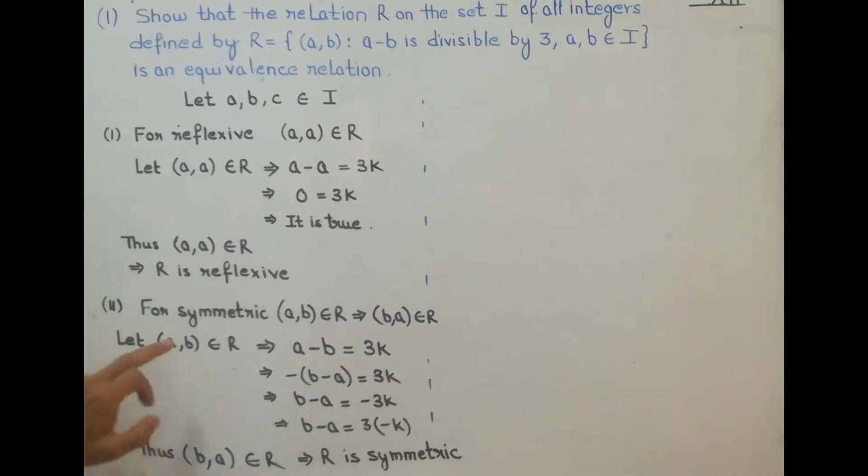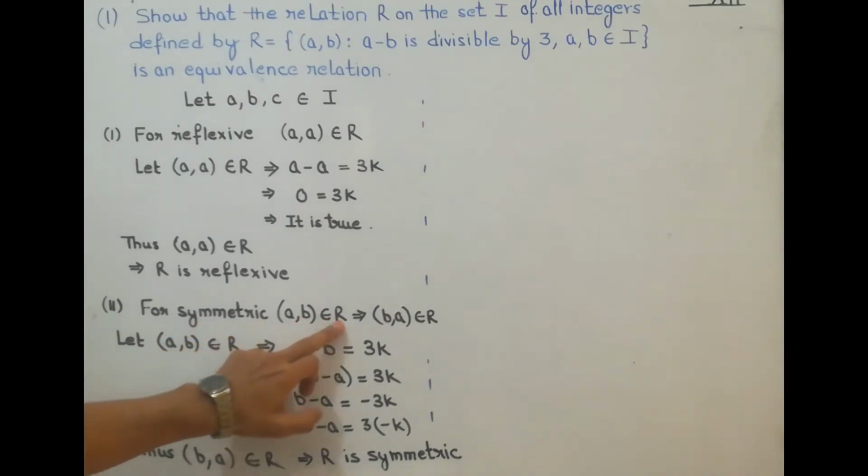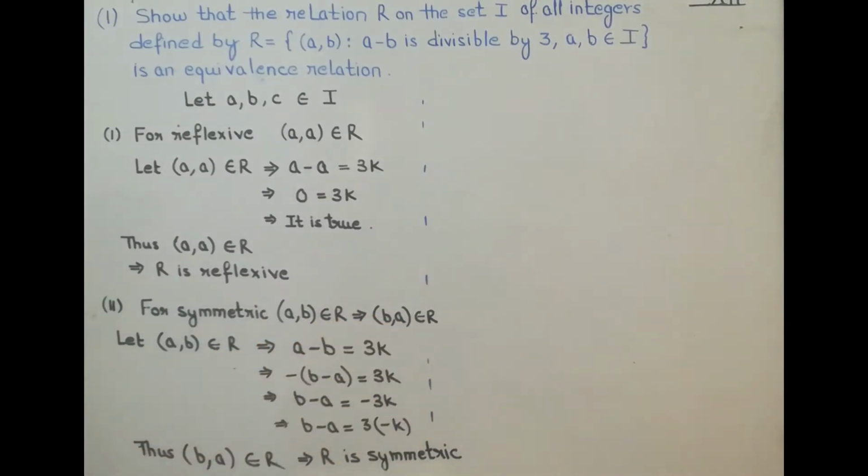See here, this was the definition: (a, b) belongs to R, so (b, a) should also belong to R. We considered (a, b) belonging to R, so this will be the relation. Rearranging it, we are getting b minus a is also divisible by 3. Now if b minus a is divisible by 3, we can say that (b, a) belongs to R. Is this clear? For (a, b), you are saying that a minus b is divisible by 3. So if you get b minus a, you can say (b, a) belongs to the relation. So we have got that the relation is symmetric.